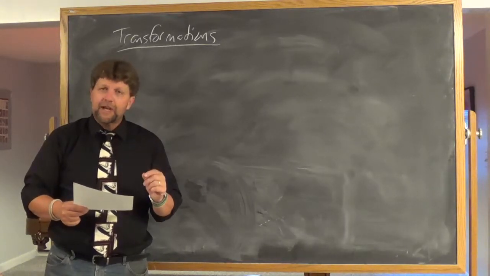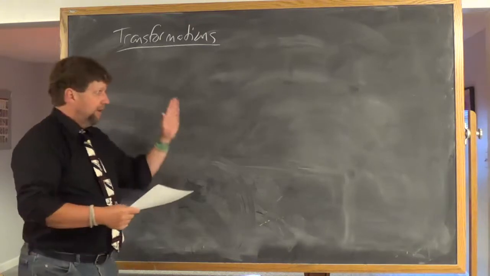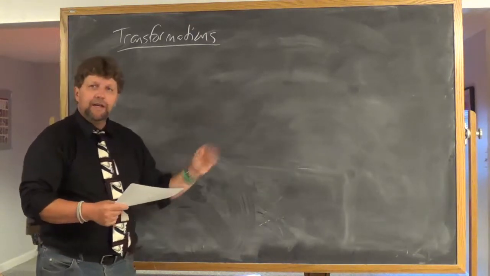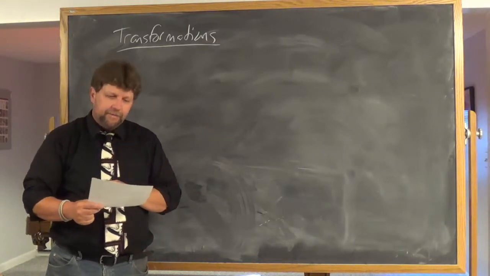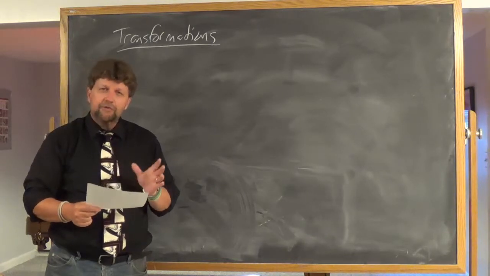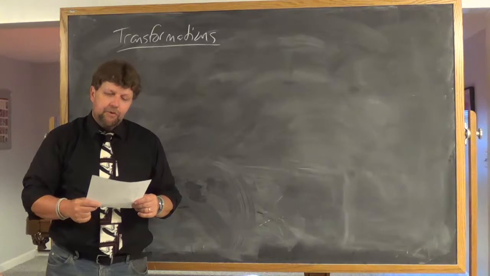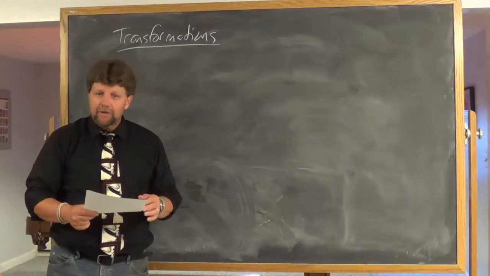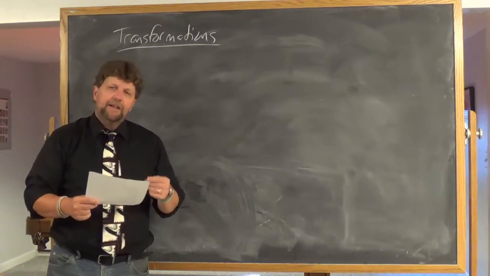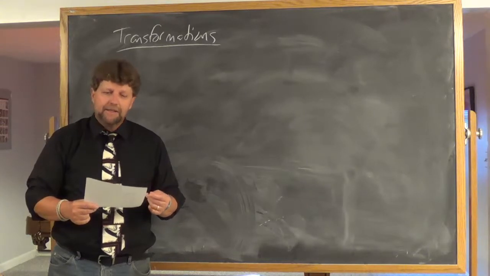One is called a horizontal shift. That's when a function is just shifted horizontally. A vertical shift. There's something called a vertical stretch and a vertical compression. There's a horizontal stretch and a horizontal compression. And then finally a reflection about the x-axis.